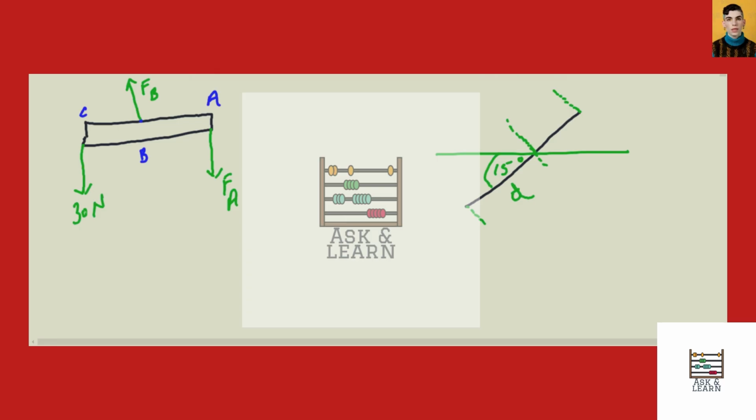Alright, so let's solve this engineering mechanics statics problem. This is a bar, and when we apply a 30 Newton load on the tip of this bar, it rotates the tip of the bar by 15 degrees. We'll need to find these forces also, this FA force and FB force.